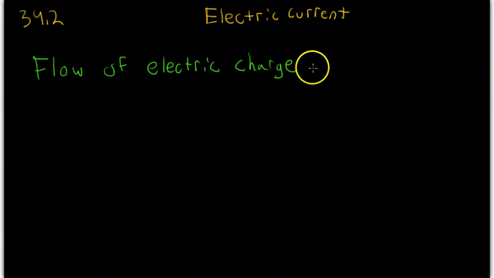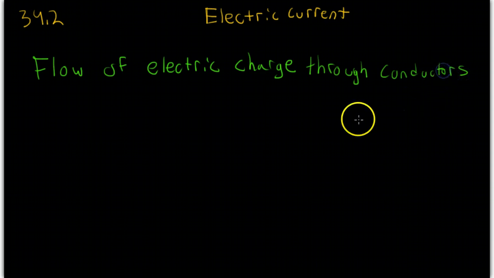I'm going to add one thing: through conductors, just to clarify, because I feel like some people always kind of lose sight of the fact that it has to be through a conductor. It has to be through a metal or something that conducts electricity. Through conductors. Now let's first dissect this sentence and look at the separate parts individually.